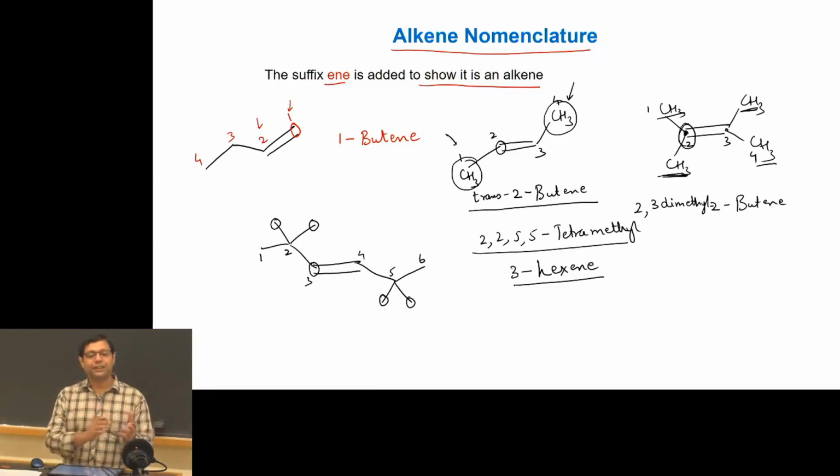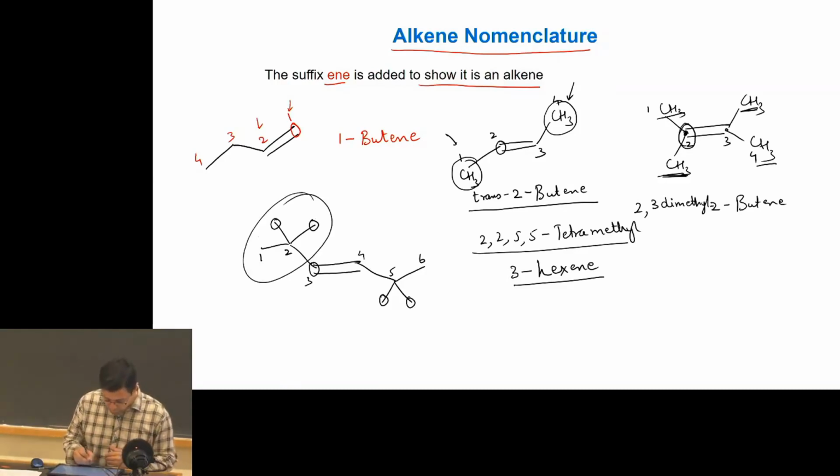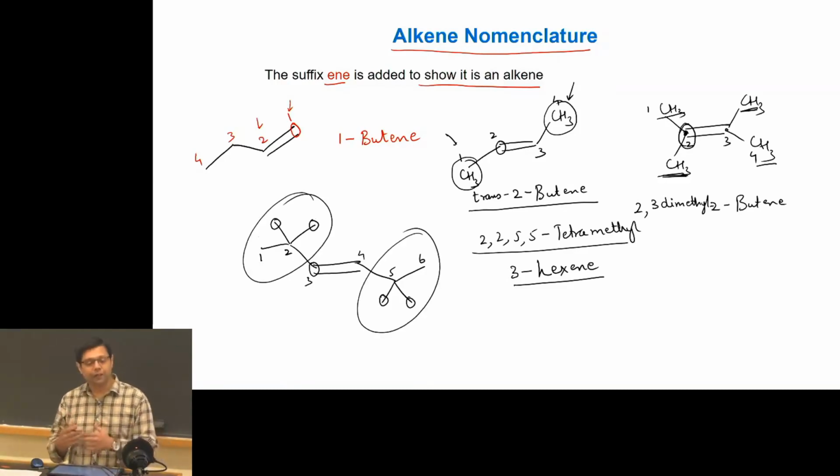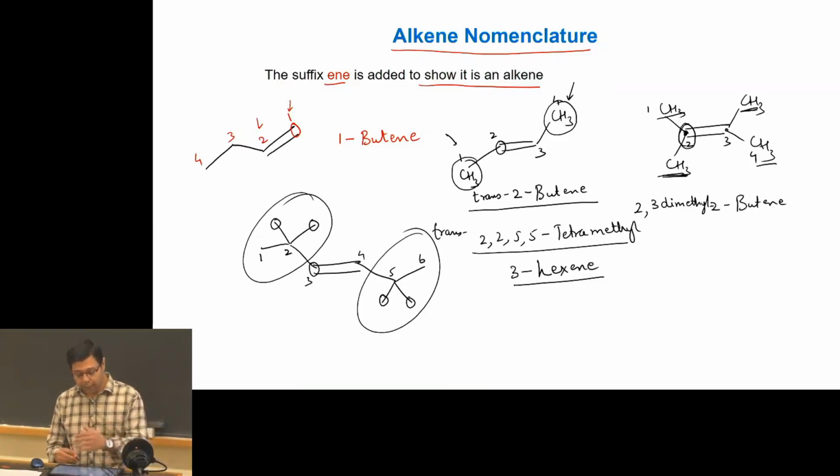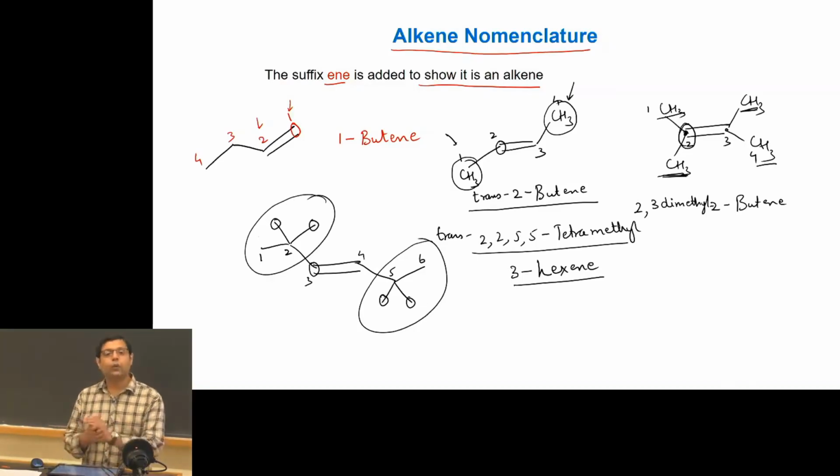The last step is to assign cis-trans or E and Z. As you can see here, you have 2 groups on the opposite side of the double bond. So this is trans. So the overall name of this molecule is trans-2,2,5,5-tetramethyl-3-hexene. All right. Let's take one last example on nomenclature.